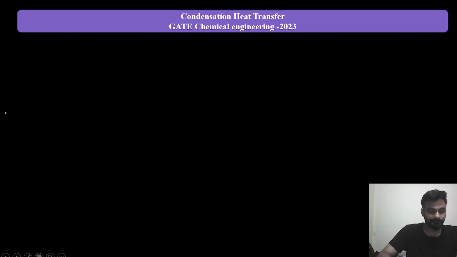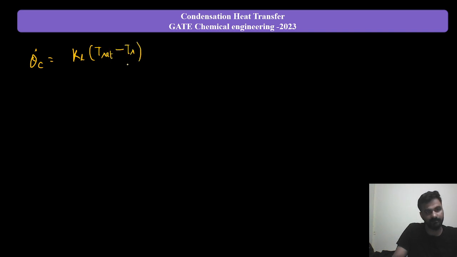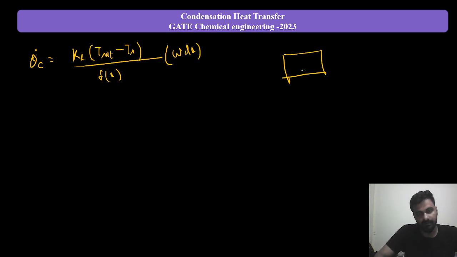Next, since from the Nusselt theory we have already assumed that the heat transfer in the liquid condensate will take place by conduction only, we can write q dot C is equal to K of liquid, the thermal conductivity of the liquid, times T saturation minus T of the surface upon delta x, and this area is W dx. Why am I writing this? Try to understand one thing.